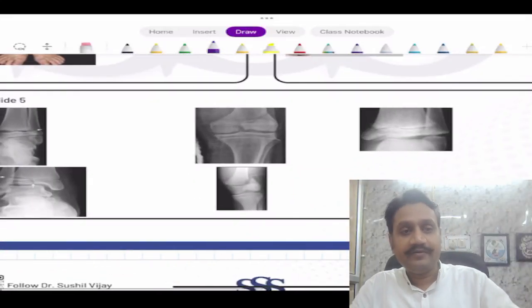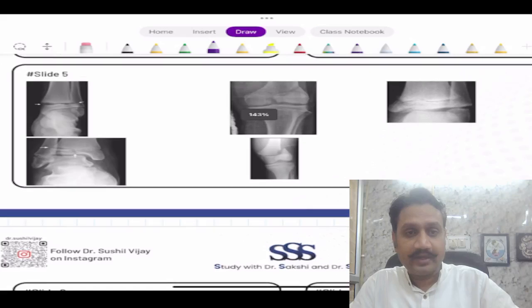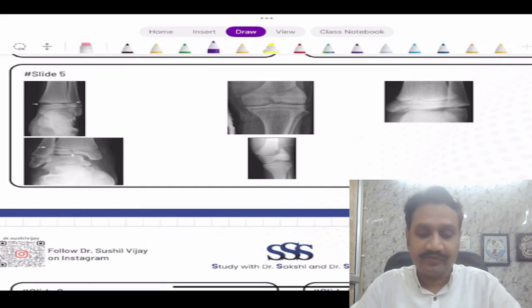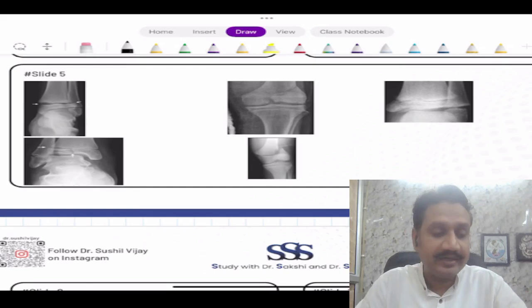Slide number 5 is showing you 5 X-rays, and you know very well what we are talking about. We are talking about the fractures of the physeal area. How do we classify that? Can somebody tell me the name?